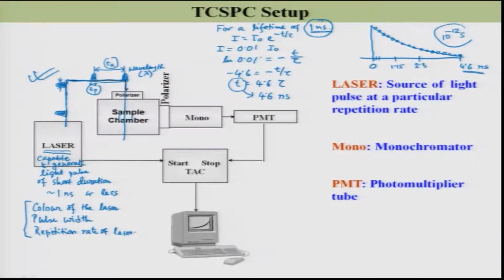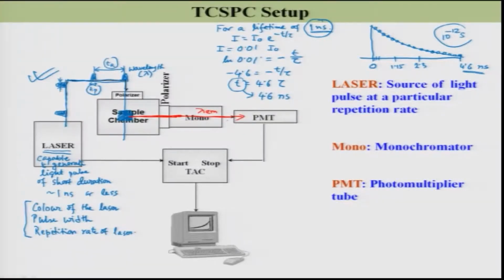Your sample is situated in the middle of the sample chamber, and then the fluorescence will come out of this. This fluorescence is not a single wavelength. So, you need to choose your desired emission wavelength, lambda emission, which will be done by this monochromator, and that will be directed to the PMT to measure its intensity.